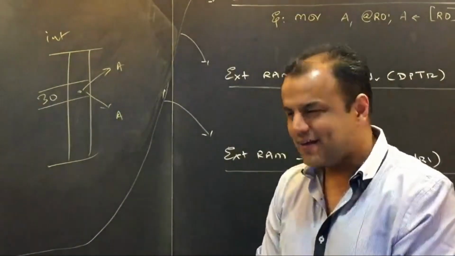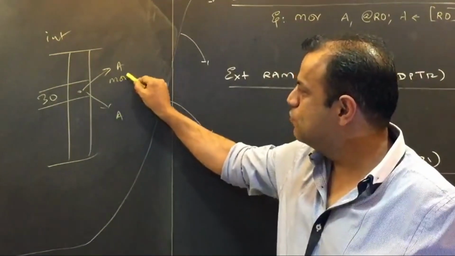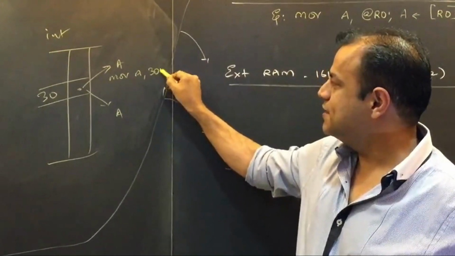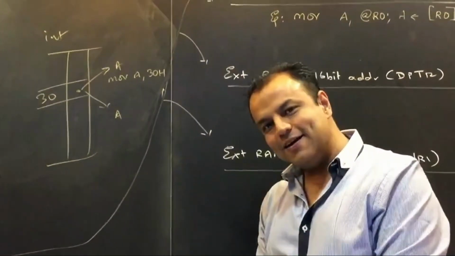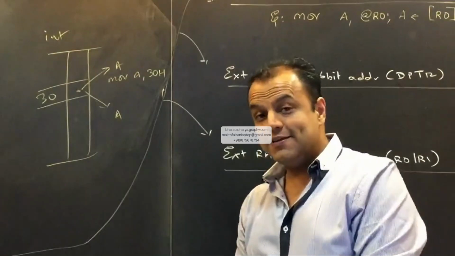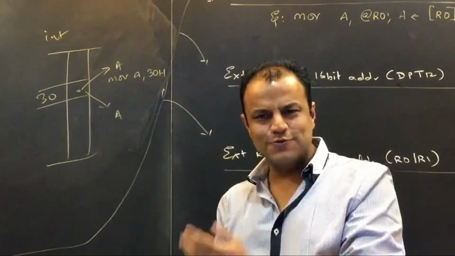If I do it by direct addressing, I will write MOV A, 30H. Who gets what? A gets the contents of location 30. That is direct addressing. That's like catching your nose like this.